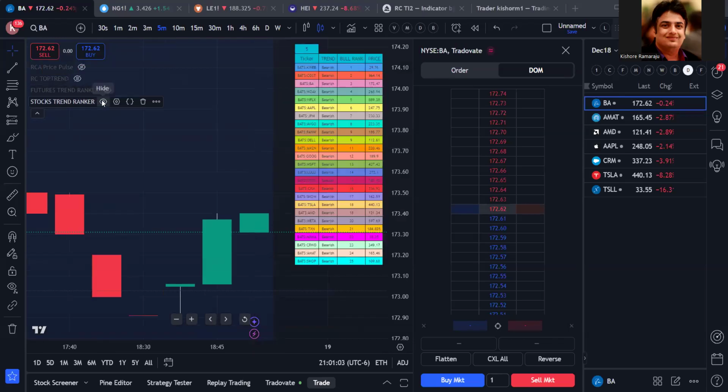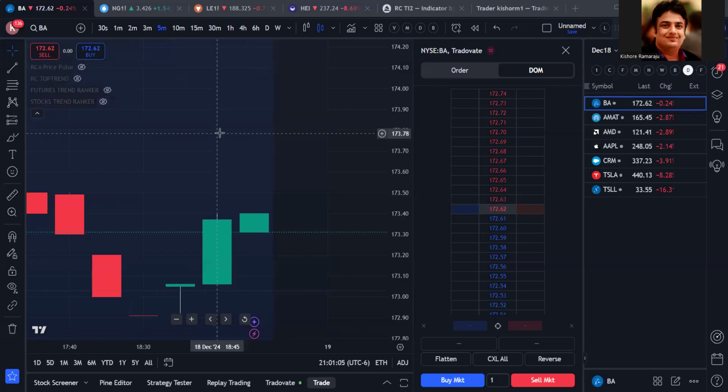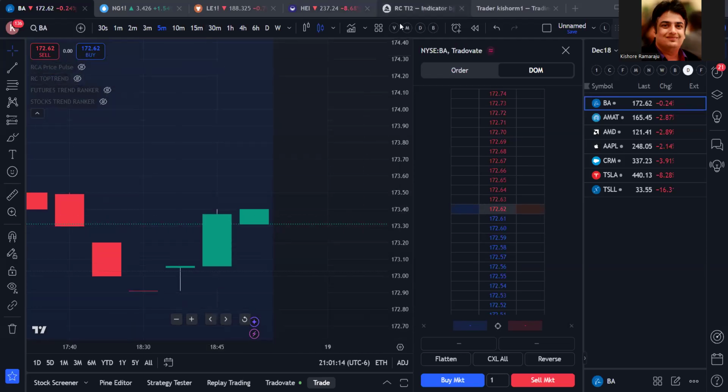Like that, yeah. If you want more indicators, then you need a professional plan. Or if you want only one or two indicators like price pulse, stop trend, then even a free TradingView plan will be sufficient.